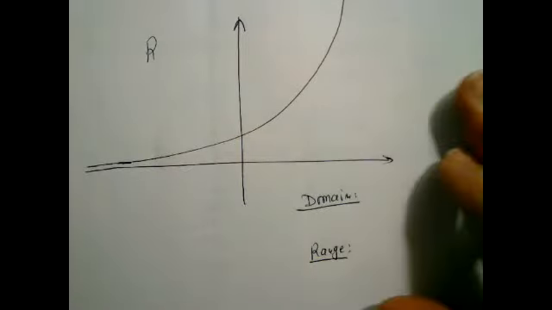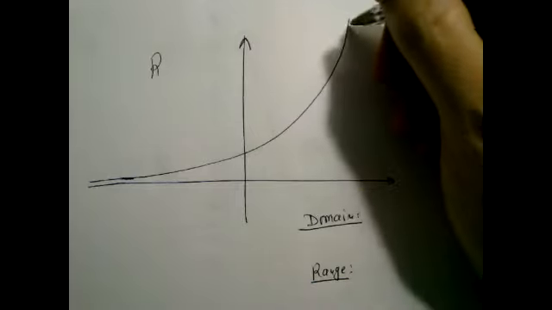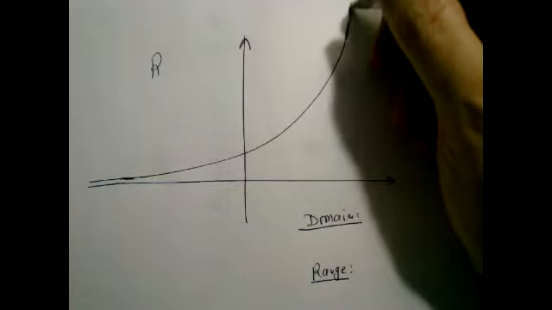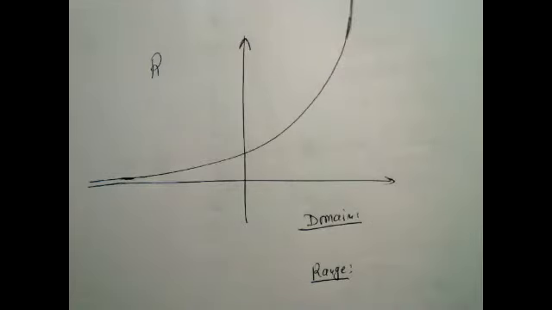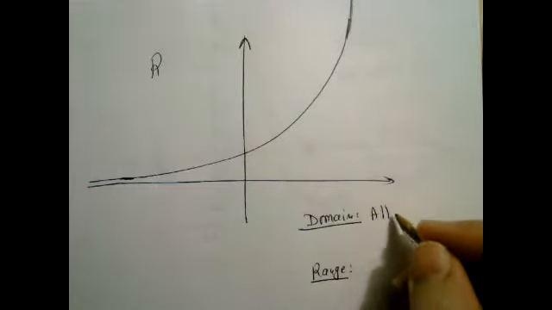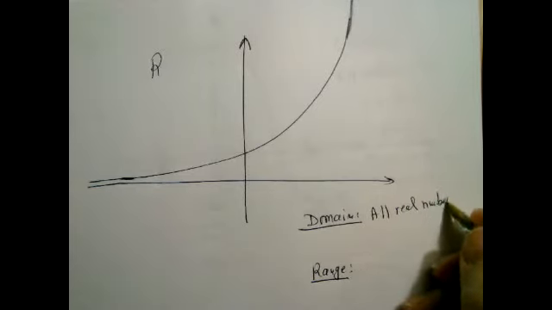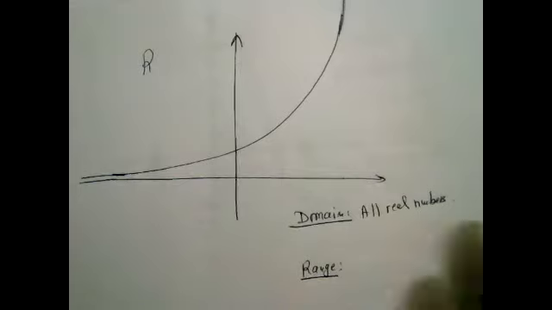So what is the domain? According to my picture, what's the domain? This keeps going forever. I'm not stopping anything. All real numbers, everything, because I'm not stopping. All real numbers, or you can say all values of x. Nothing stops. Now, what is the range?